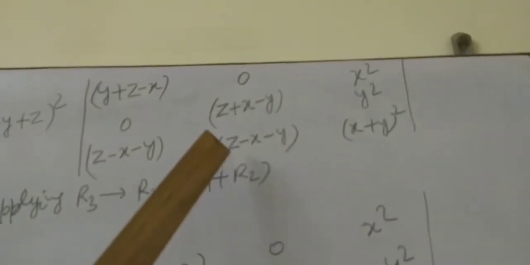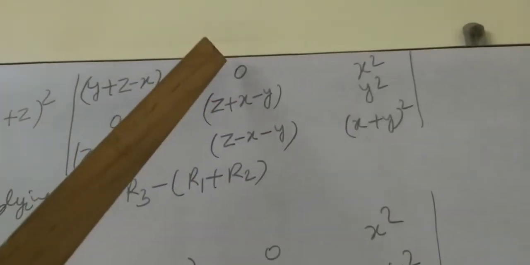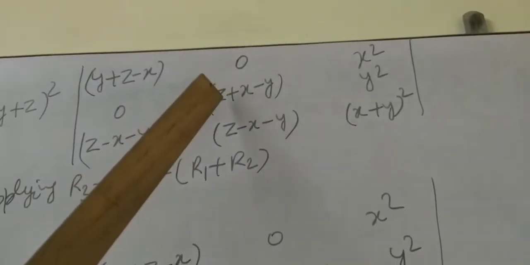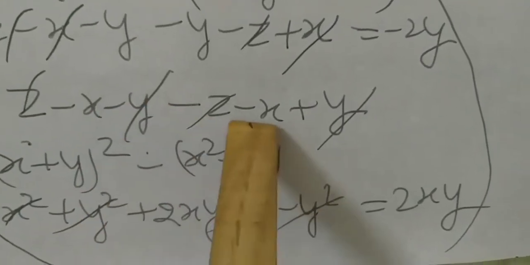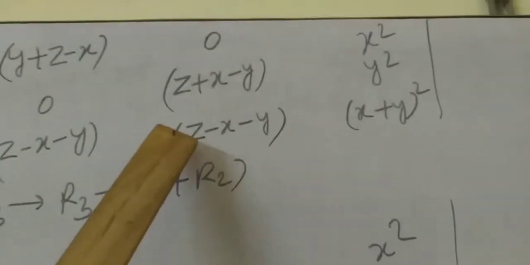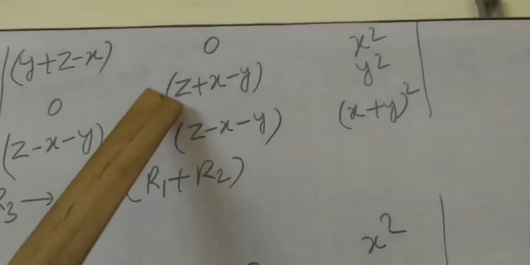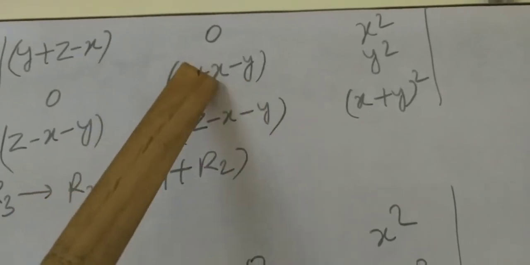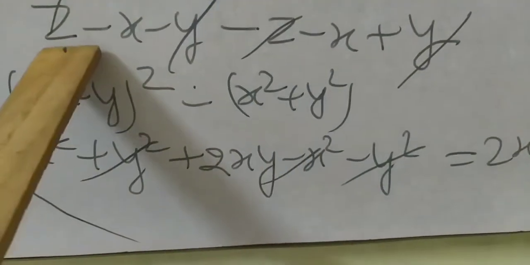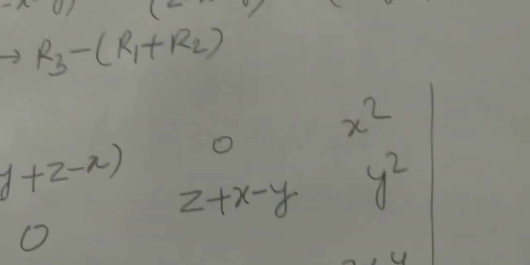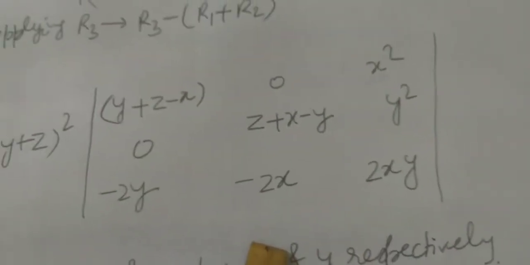Now students, from this we have to subtract the sum of 0 and z plus x minus y. From z minus x minus y, you can see, student, z minus x minus y minus z minus x plus y. The minus sign will be changed. Good students. So you can see z cancels, y cancels. What is left? Minus 2x. That's why I have written minus 2x, student. Correct?